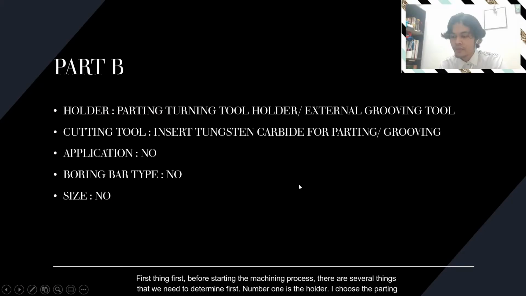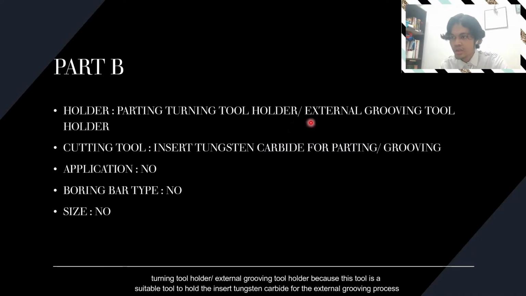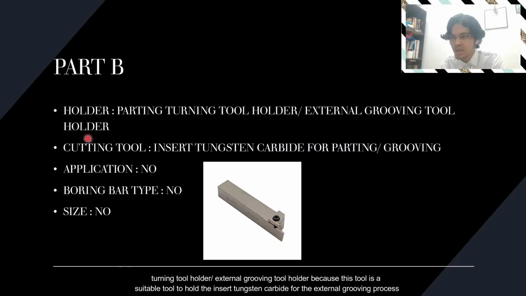So first thing first, before starting the machining process, there are several things that we need to determine first. Number 1 is the holder. I choose the parting turning tool holder / external grooving tool holder because this tool is a suitable tool to hold the insert tungsten carbide for the external grooving process.